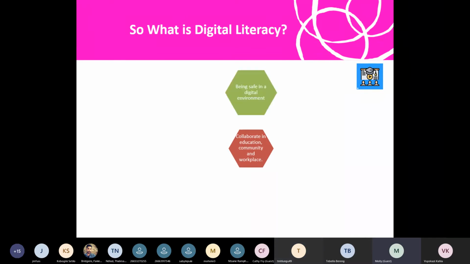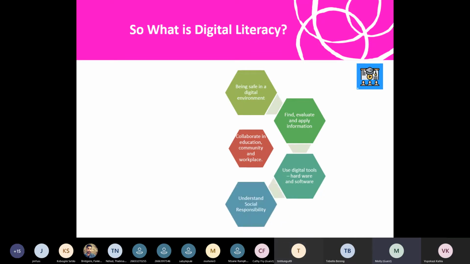We have that. Then let us look at the other elements. Can we have all the other elements? Being safe in a digital environment, find, evaluate, and apply information, use digital tools, hardware and software, understand social responsibility, showcase awareness and management of digital identity. Now that's quite a mouthful.